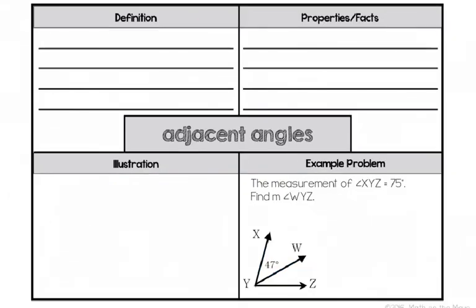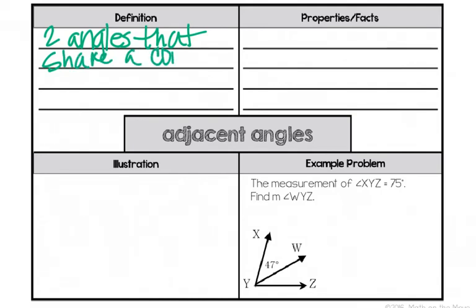Okay, so the last type of angle that we're going to look at is adjacent angles. Adjacent angles are two angles that share a common side. Okay, so let's write that down. Two angles that share a common side.